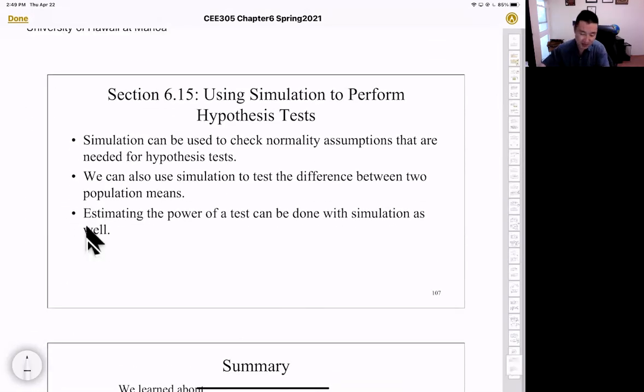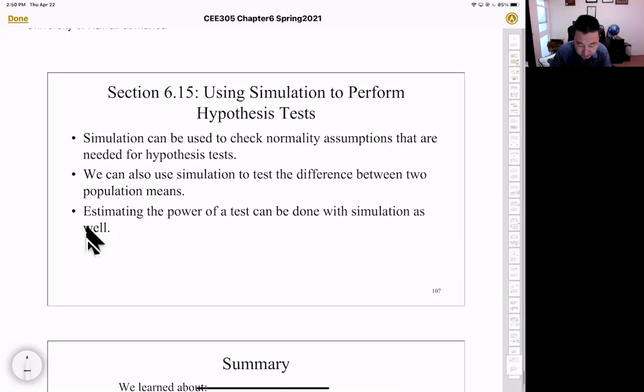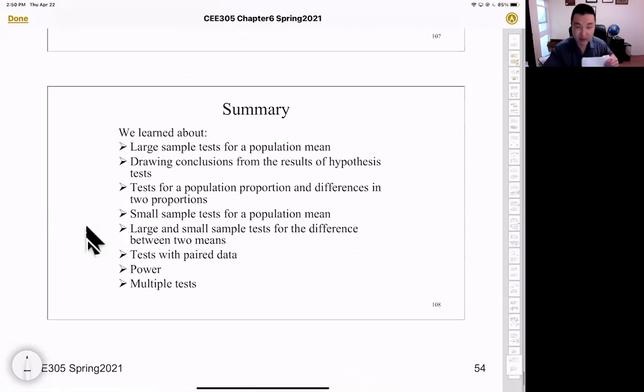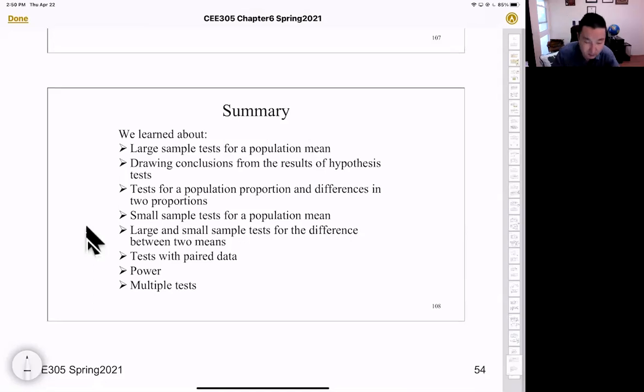All right. The last section for chapter 6 is to use simulation software to perform hypothesis tests. We can use simulation to test many different hypotheses, for example, the difference between two population means depending on the sample size. So all different types of hypothesis tests, we can do using simulation. Of course, we can also calculate the power using simulation as well. And that's the end of chapter 6, the last major chapter for this class.